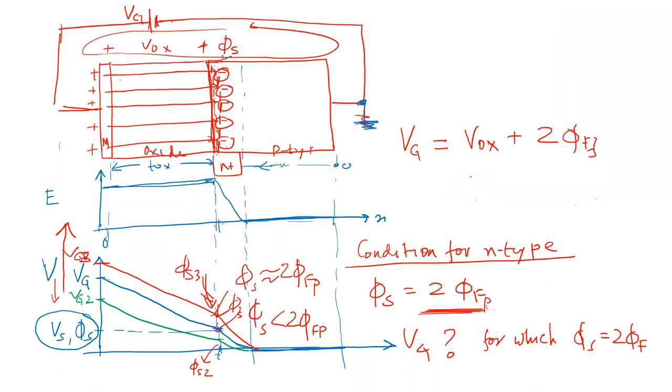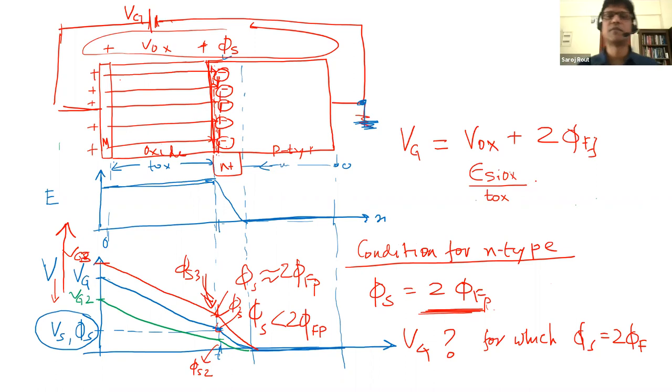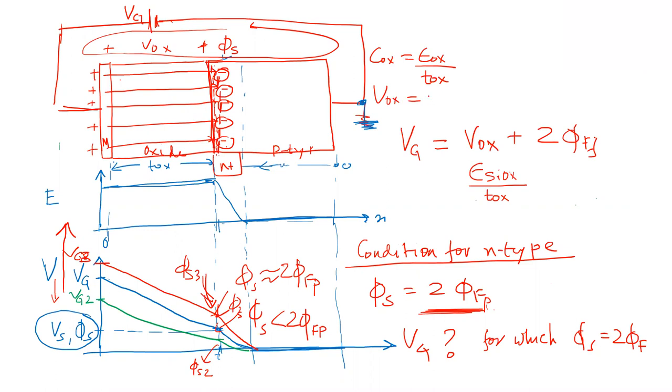Epsilon OX by TOX. That is COX, but what is VOX? Okay, so you're in the right direction. COX is epsilon OX by TOX, which is correct. So that's COX. So what's VOX? Q equals to Q into epsilon OX by TOX. Sorry, I couldn't hear you. Epsilon OX by TOX. QOX.